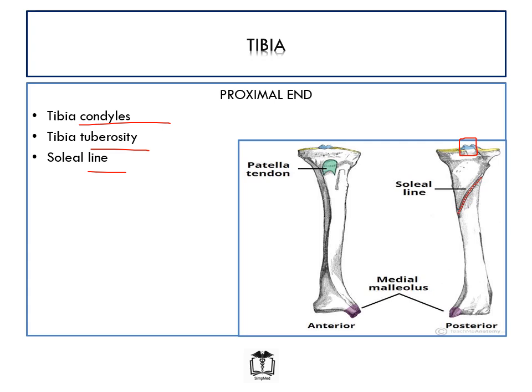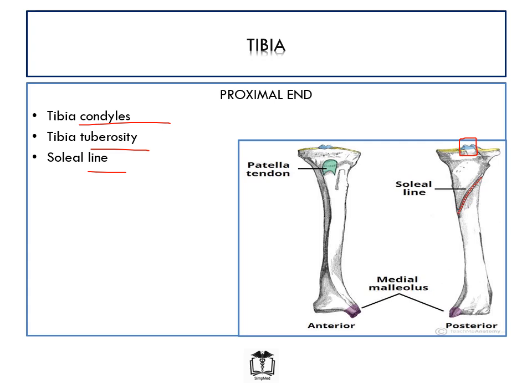On the tibial condyles, we have some minor ligaments also found there, like the medial and lateral meniscus of the knee joint. We'll talk about each of those structures when we get to the model of the joint of the lower limb. Below the tibial condyles, we have one landmark. The landmark here is called the tibia tuberosity.